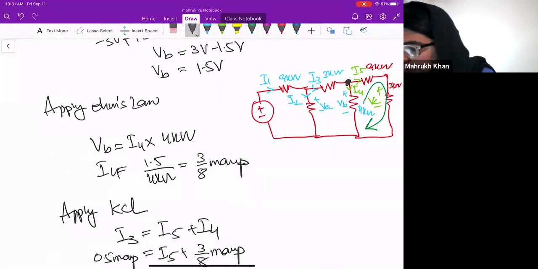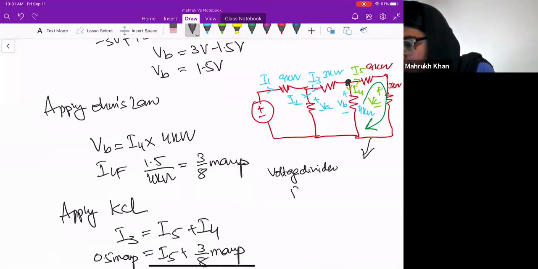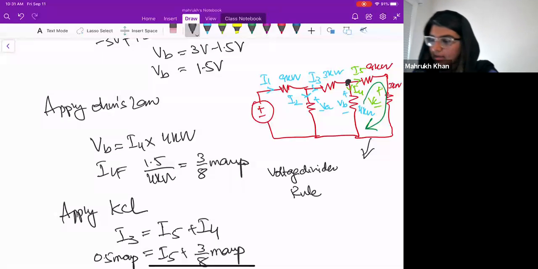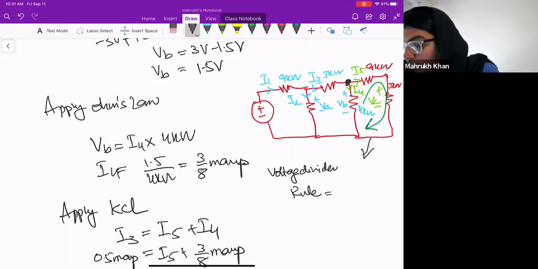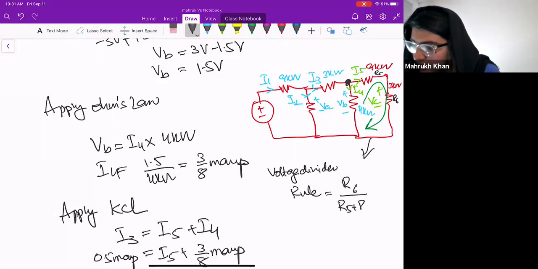Do you remember the voltage divider rule? So the voltage divider rule is, and this is an alternate way of doing it, okay? If you have R1 and R2, let's say this is R5, this is R6. So this should be R6 divided by R5 plus R6 into, what voltage should I have? If I'm trying to find VC.